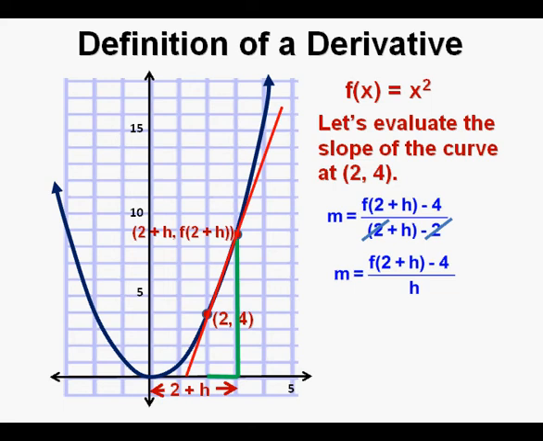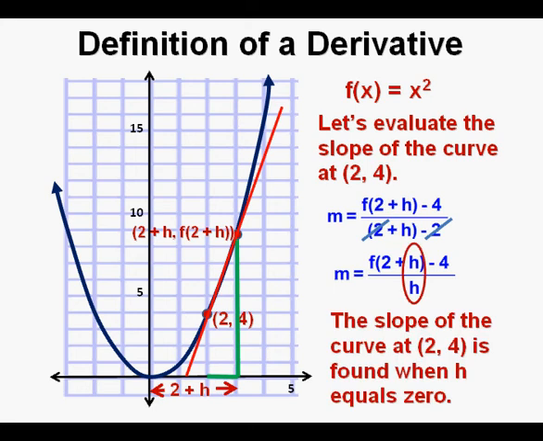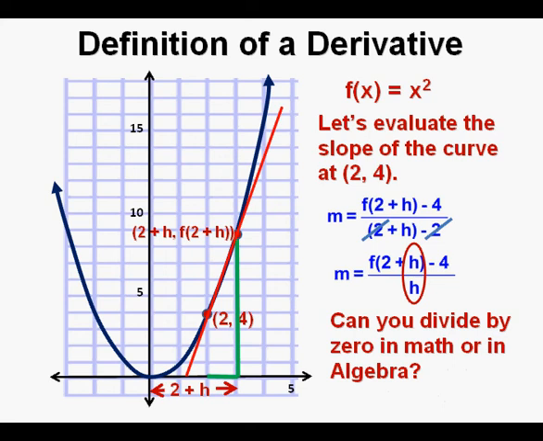If we can make h get smaller and smaller to the point where h equals 0, we would have the slope of the curve or the tangent line at the point (2, 4). But if h is 0, what happens to m? Can you divide by 0 in math or in algebra? No, we cannot divide by 0.